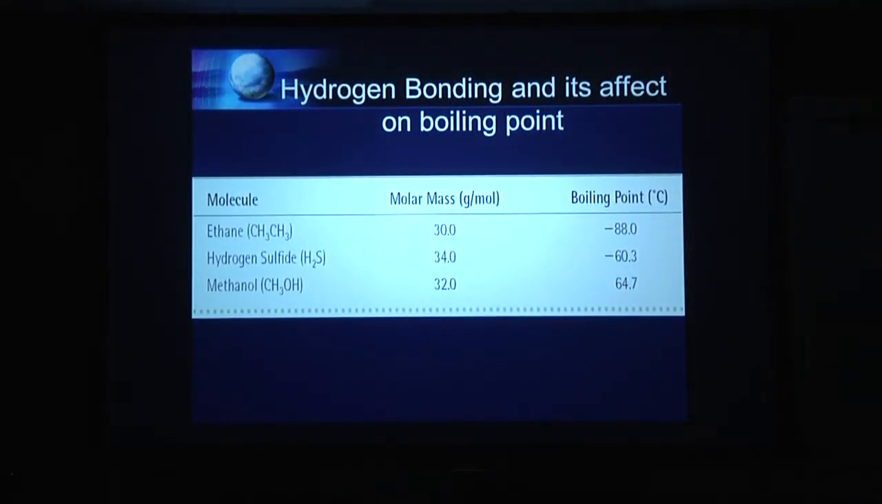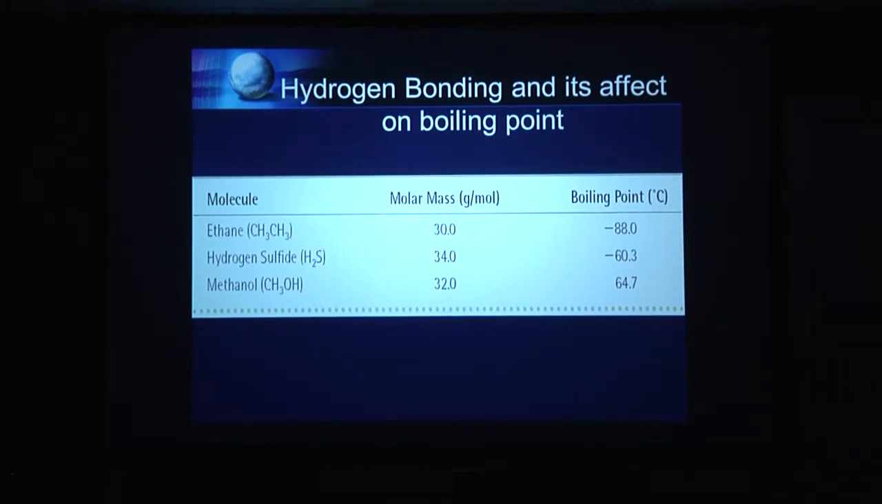So here is an example of 3 substances, and they have about the same molar mass. So what this means is that if things have about the same molar mass, then the amount of dispersion forces are going to be about the same, because molar mass is a direct relationship to a number of electrons. So ethane is a nonpolar molecule. The only thing that a sample of ethane would have in as far as intermolecular forces go would be dispersion.